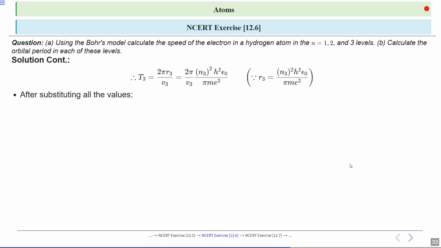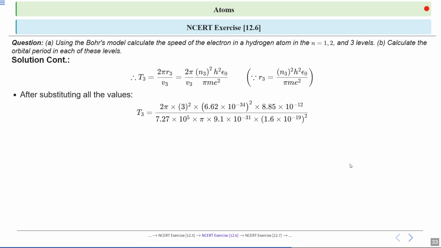Next we are going to substitute the known values for all the constants and variables into our formula. Here we plug in all the numbers into our formula for T3. So T3 becomes equal to 2 pi multiplied by 3 squared multiplied by 6.62 times 10 to the power minus 34 square multiplied by 8.85 times 10 to the power minus 12, all divided by 7.27 times 10 to the power 5 multiplied by pi multiplied by 9.1 times 10 to the power minus 31 multiplied by 1.6 times 10 to the power minus 19 square.